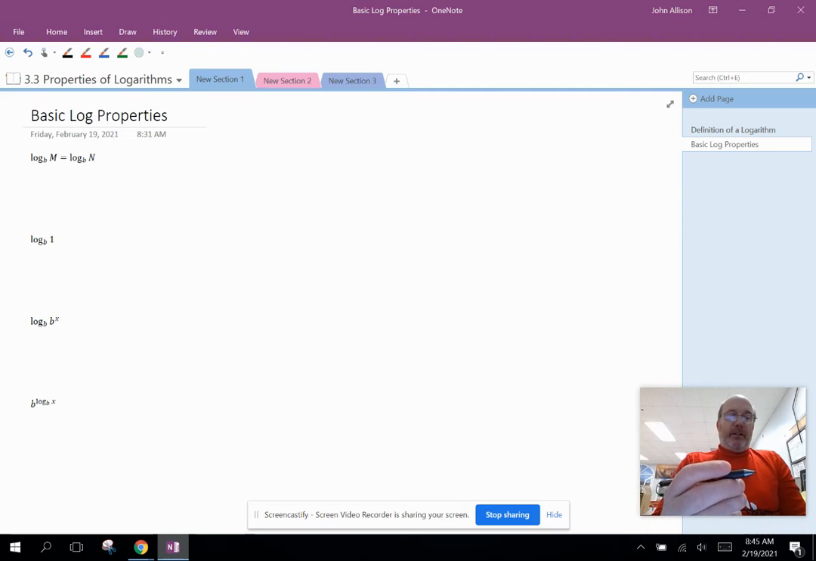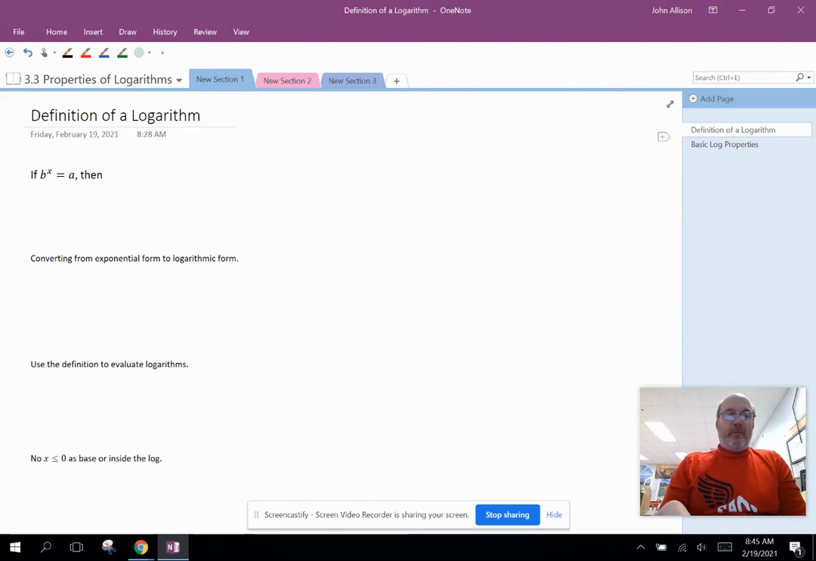All right, so the first thing you need to know about a logarithm is that it is the inverse of the exponential. So we have a relationship between the exponential equation and a logarithmic equation, and this is the basic definition of a logarithm. If you have an exponential equation in the form b to the x equals a, you have a base and an exponent, and this base, b, has got to be greater than 0 and not equal to 1.